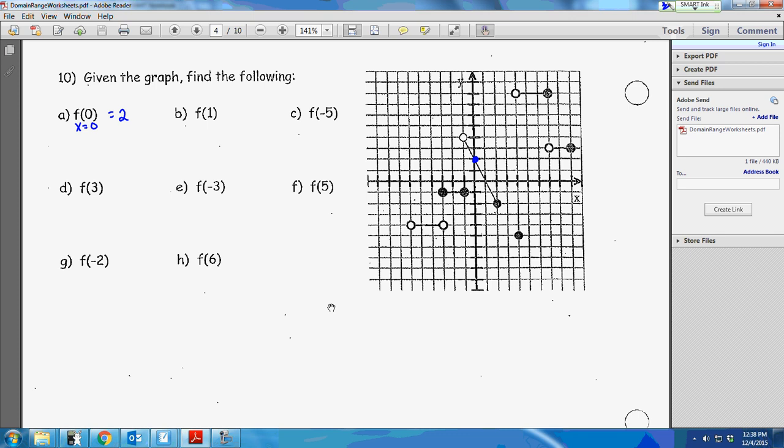All right, on B, what is f of 1? When x is 1, what is y? 0. When x is -5, what is y? -4. When x is 3, what is y? There's nothing there, right? So that means it does not exist. Don't try to make something up. There's nothing there.